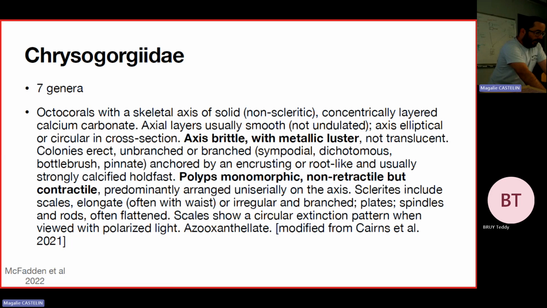The polyps are monomorphic, so now you know that it means that it only has autozooids. They are non-retractile, but contractile. So being contractile means that the tentacles can contract, but they cannot hide in the body wall of the coral. Some corals have polyps that can actually go into the branch and you barely see them anymore. It's not the case of the Chrysogorgiidae.